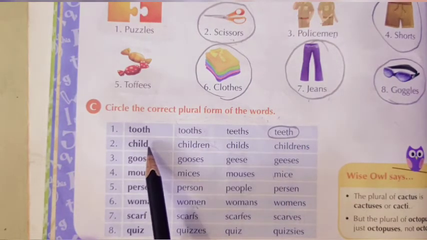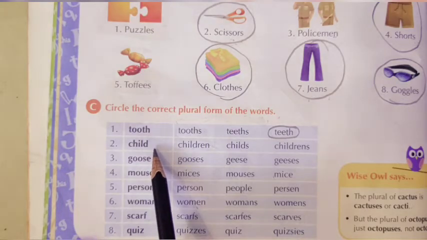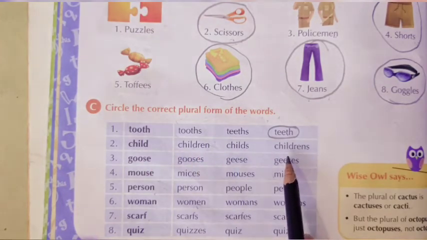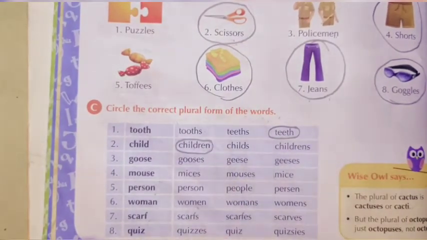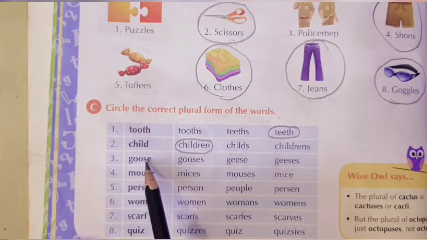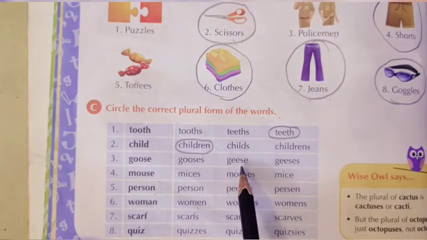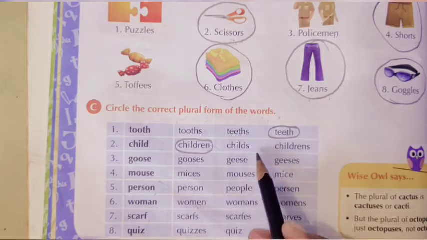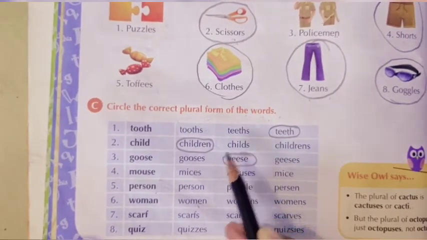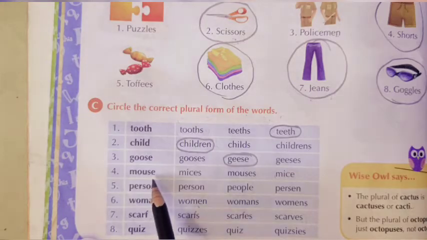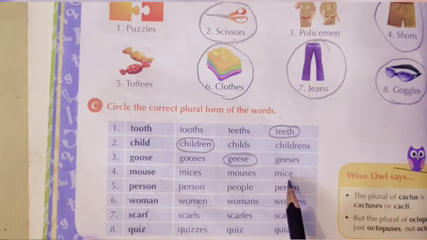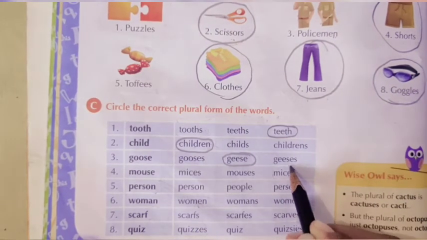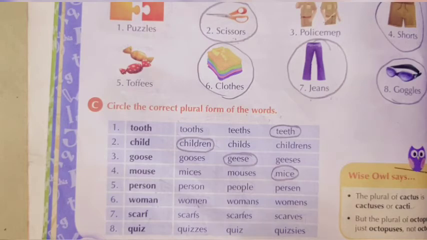Okay. The next one is child. Do you know what the plural form for child is? Children, childs, children's. Children is the correct plural form. Okay. The next, goose. Gooses, geese, geeses. Goose plural form, geese. Then mouse. Mices, mouses, mice. Which is the correct plural form? Mice is the correct plural form of mouse.